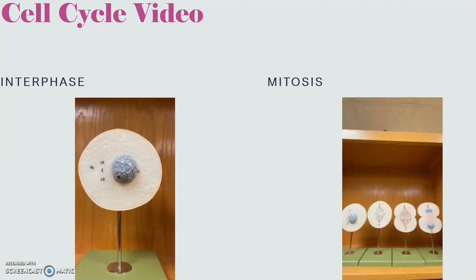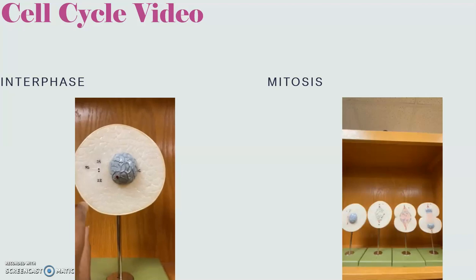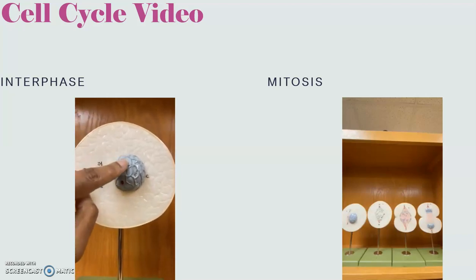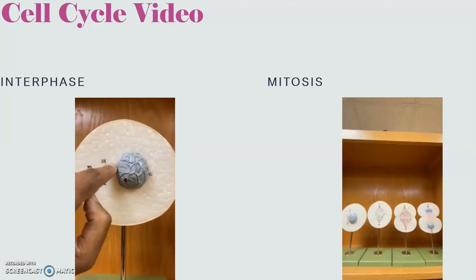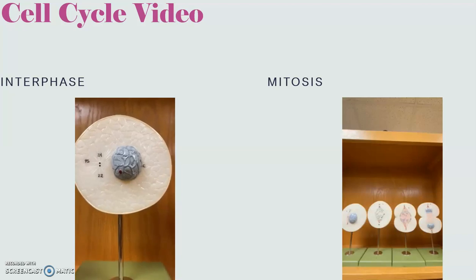Interphase. I know that this is interphase because I can see the plasma membrane of the cell. I can see the nucleus. I can see all the strands of genetic material on the inside. And I can also see the little red dot, which is my nucleolus.